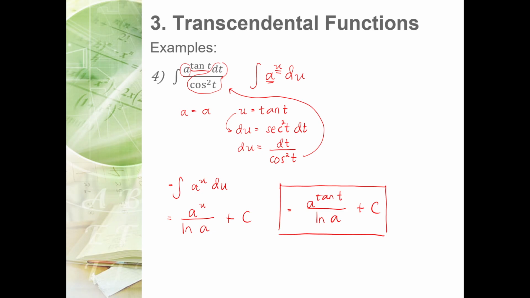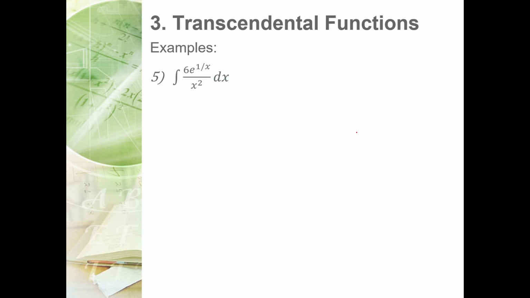Okay, so questions? Okay, so I think there's none. So let's proceed to the fifth example. So this time we have the exponential e. So we need to follow this format: e to the power of u du. Okay, so of course e is still e.